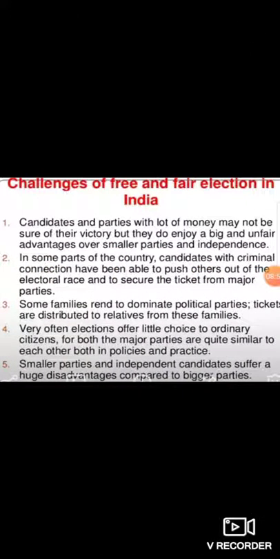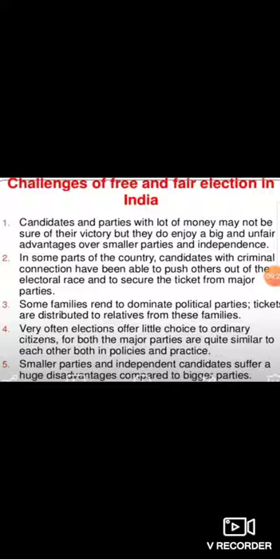Now, challenges of free and fair election in India. Candidates and parties with a lot of money may not be sure of their victory, but they enjoy big and unfair advantages over the smaller parties and independents.